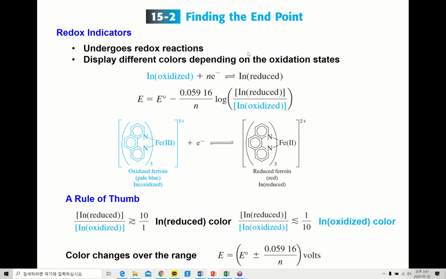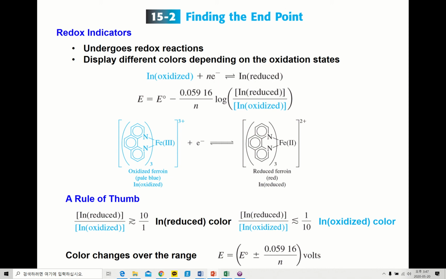Okay, the acid-base indicators are themselves also acids or bases. Likewise, the redox indicators themselves are undergoing redox reactions. In other words, they accept or lose electrons, like this one. And when this indicator is oxidized, it has a certain color, and when it is reduced, the color changes. Okay, there are a lot of those species.